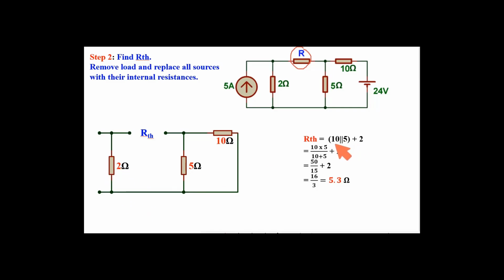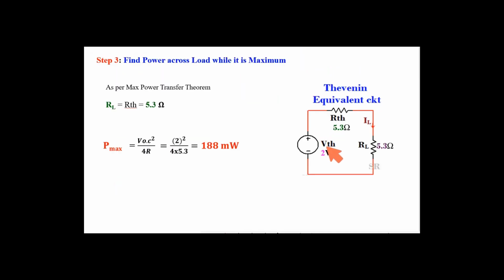So using that 10 and 5 parallel with series 2, I got 5.3 ohm as the value of RTH. Now putting the values in the Thevenin equivalent circuit, VTH is 2 volt, RTH is 5.3 ohm. Load resistance should be equal to this RTH, 5.3 ohm, to get maximum power at load. Putting the value of R and open circuit voltage in this formula, I got maximum power of 188 milliwatt.